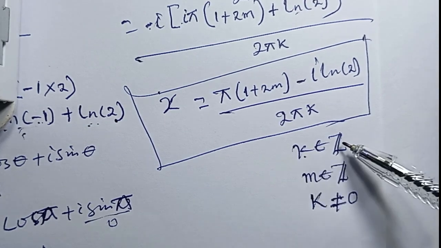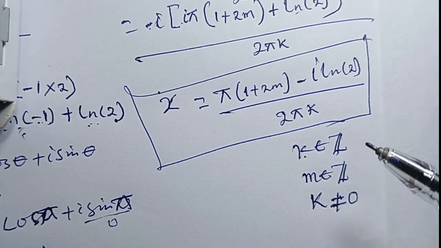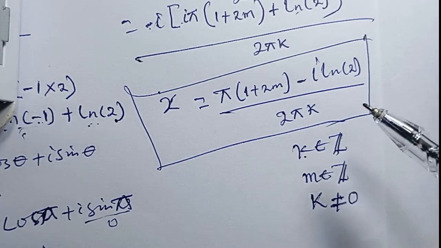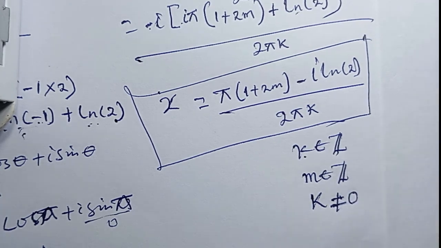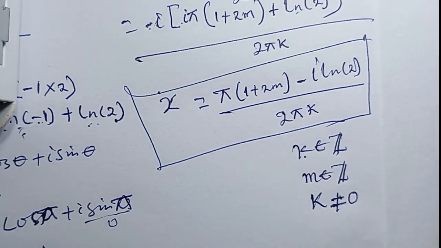So k must be an integer and m will also be an integer, and when these conditions are not met, we wouldn't know what the value of x is, so we don't know whether it is going to satisfy the equation.